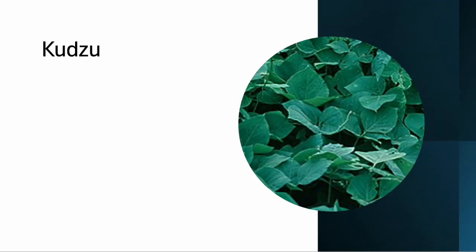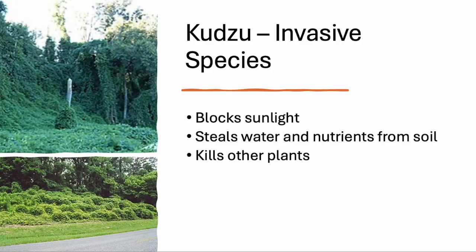Kudzu is a fast-growing vine that is an invasive species that can severely disrupt ecosystems. Because the vine grows so rapidly and aggressively, kudzu smothers native plants, stealing their sunlight, water, and nutrients. This can lead to those plants dying out and even becoming extinct. As kudzu takes over, the variety of plants and animals in the ecosystem decreases, weakening the food chain and making the chain vulnerable to other problems.